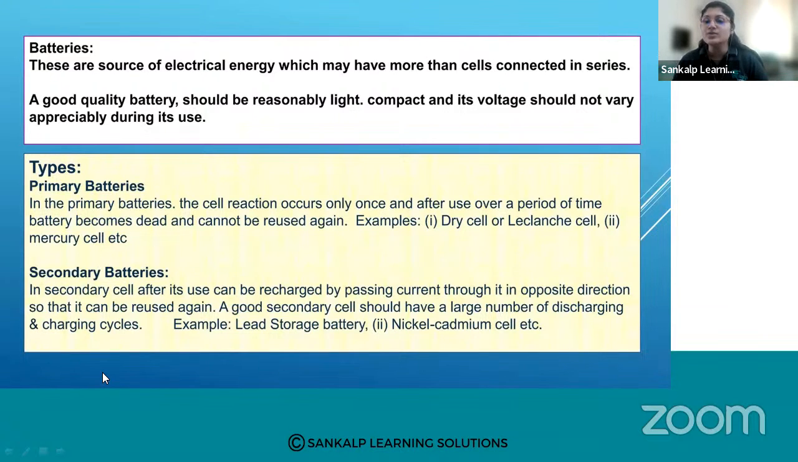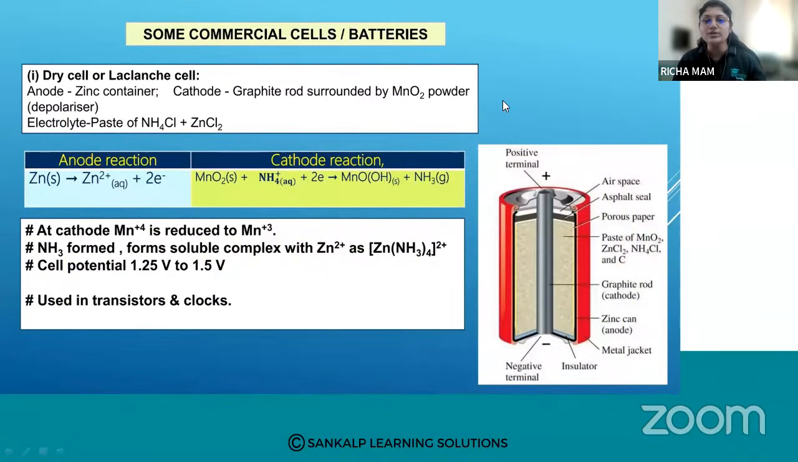Secondary batteries: once discharged, you can recharge the batteries. How can you recharge them? By connecting them to the current in the opposite direction, so that they can be reused again. These are called storage batteries. What is the example? The lead storage battery and the nickel cadmium cell. So these are the two types of cells.